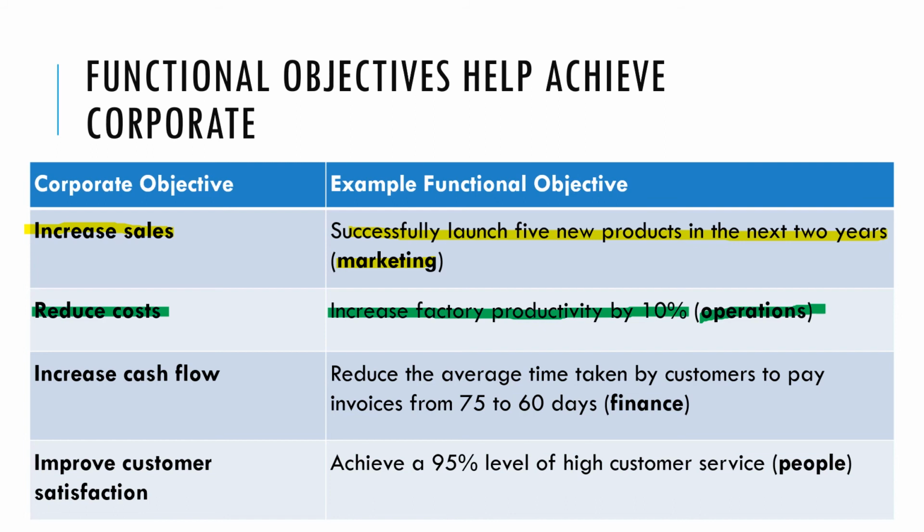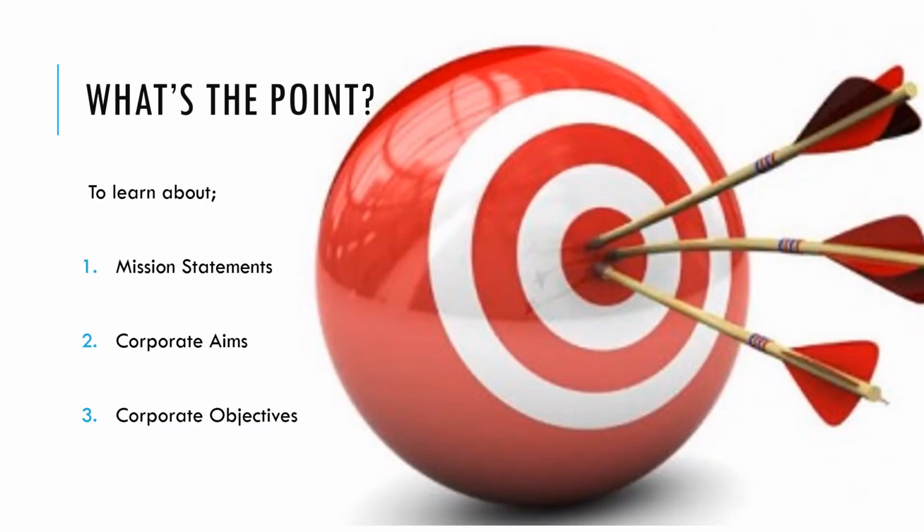And we can go further. We might have another objective here to increase cash flow. For the finance department, that might be reducing debtor days from 75 to 60. And we can see at the bottom there, improve customer satisfaction. Human resources might be something to do with improving the levels of customer service. So again, we can take these corporate objectives and translate them into different objectives for each different area of the business so that that main objective, the corporate objective, is achieved.